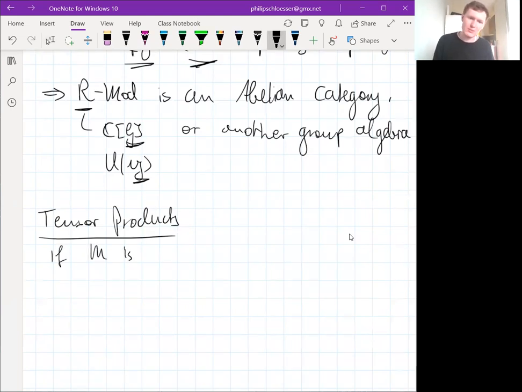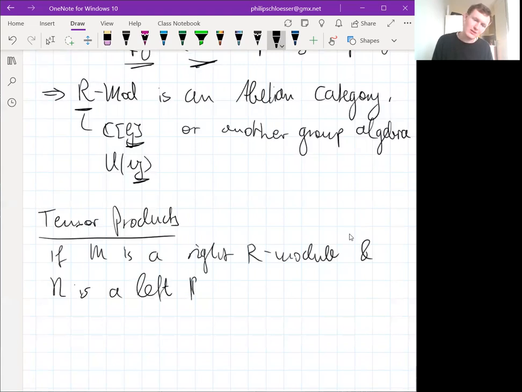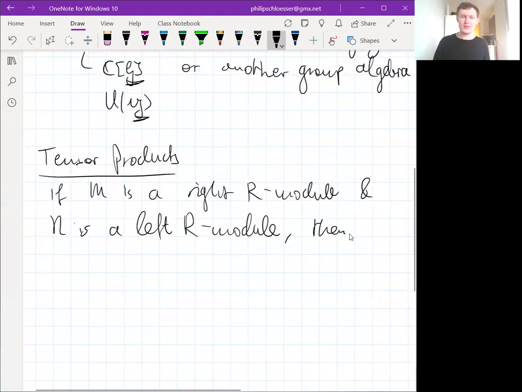If M is a right R module and N is a left R module, where R is some usually non-commutative ring, then we can form the tensor product M tensor N taken over R. But this thing now is not an R module. This thing is just an abelian group.